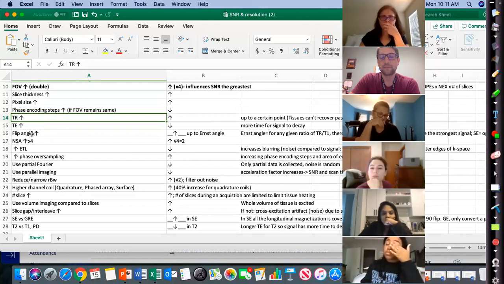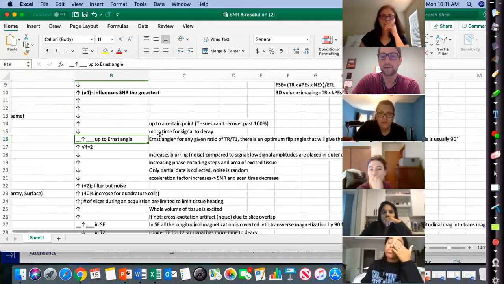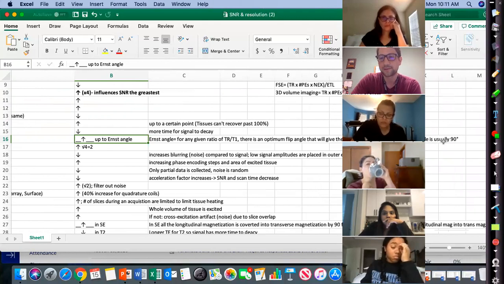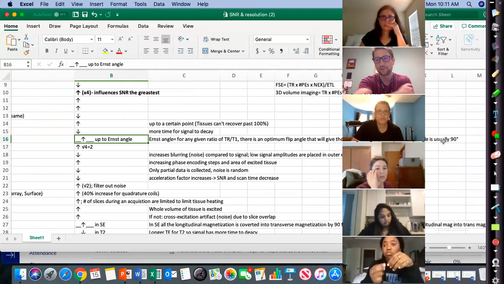Row 16, flip angle. As my flip angle increases, I put here my signal increases up to the Ernst angle. That is the most correct statement. But what we've learned so far is really dealing with spin echo. And I put over here, for spin echo, the optimal flip angle is usually 90 degrees. That's because our net magnetization gets flipped 90 degrees into the transverse plane. It's rotating around that axis, and it gives us the largest signal amplitude.